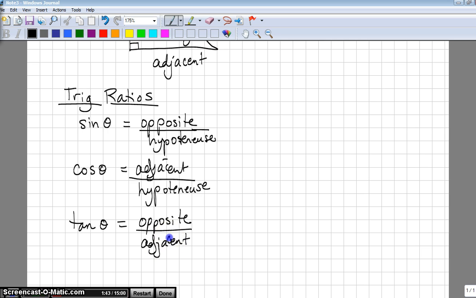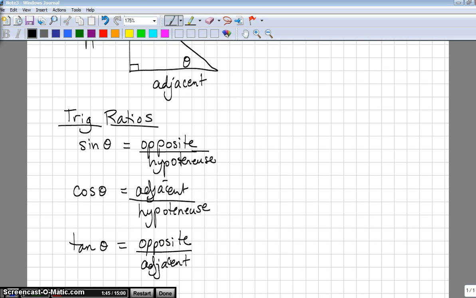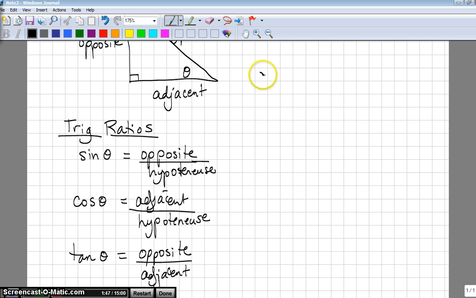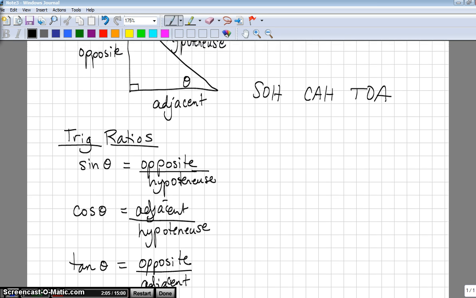So hopefully you remember that age-old Indian princess, SOH CAH TOA. It's a good way to remember your sine, cosine, and tangent ratios. The sine ratio is the opposite over hypotenuse. The cosine is the adjacent over the hypotenuse, and the tangent is the opposite over the adjacent.